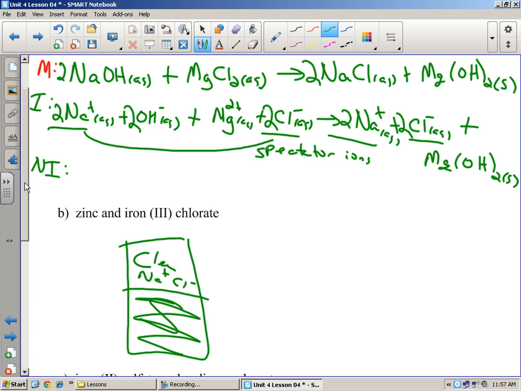The last part here is called the net ionic equation. Okay, and this is in your notes as well. It's actually on the back of the first page, but don't worry, just look up here for now. You can look that stuff over later.